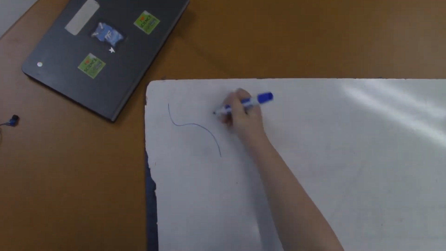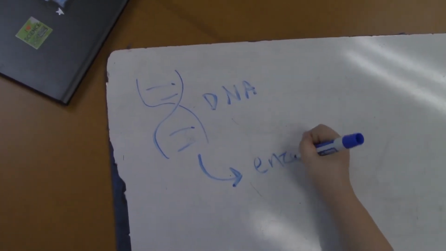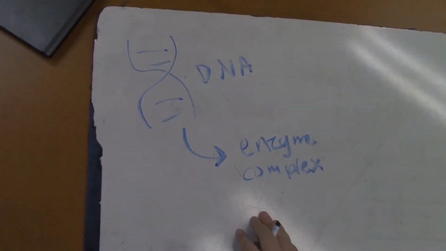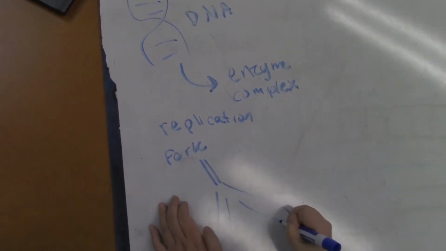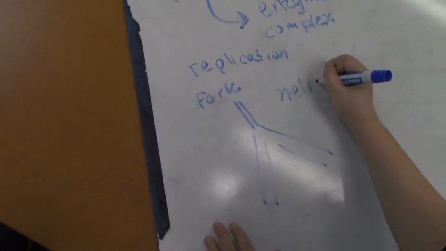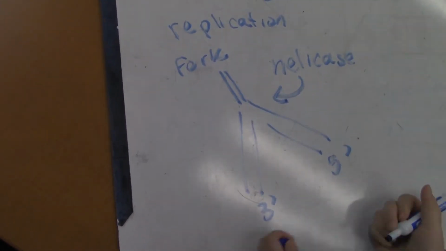In order to replicate, DNA enters an enzyme complex at a replication fork. Then, helicase separates the two strands by spinning them to unravel them. The 3' strand is the leading strand and is used as a template for replication. The 5' strand is the lagging strand.